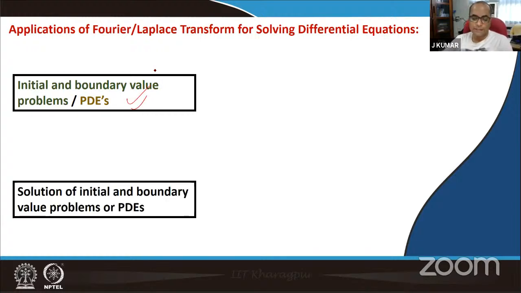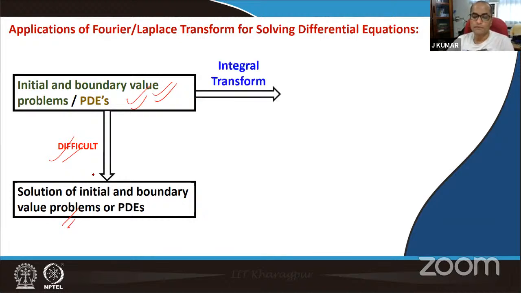The question here is why we go further, or what the advantages of applying the Laplace transform are. If we attempt to get the solution of the initial and boundary value problem directly, it is usually very difficult, and in many cases you cannot do it directly by other techniques available in the literature.